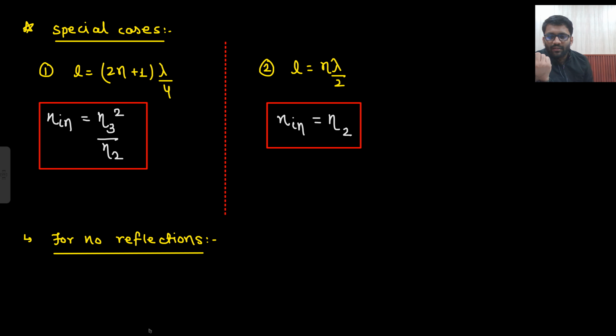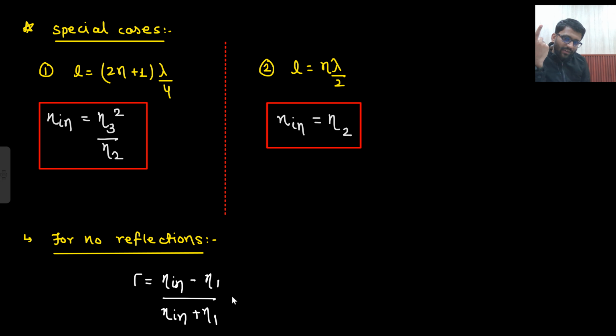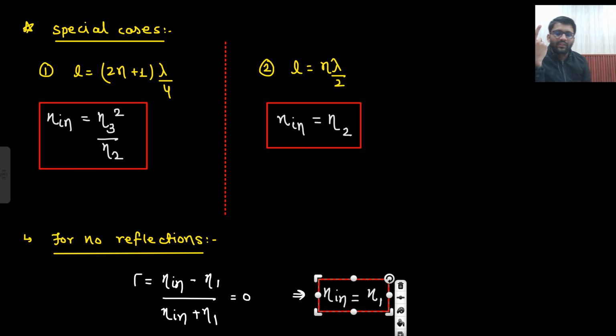Okay, yeah. So what will be the condition for no reflection? What is your gamma? That is gamma = (neta in minus neta 1) divided by (neta in plus neta 1). If you want it to be 0, that means neta in should be equal to neta 1. That is the condition for no reflections.